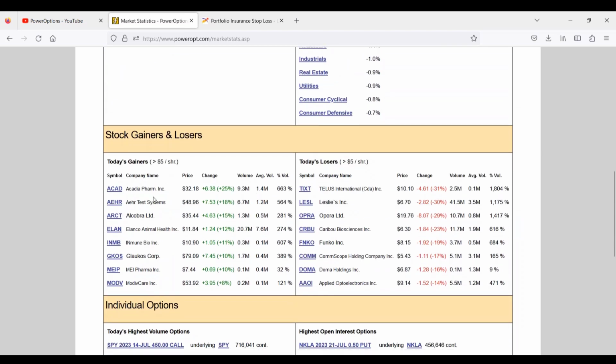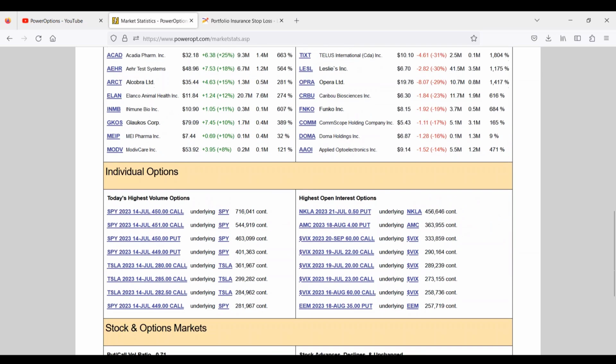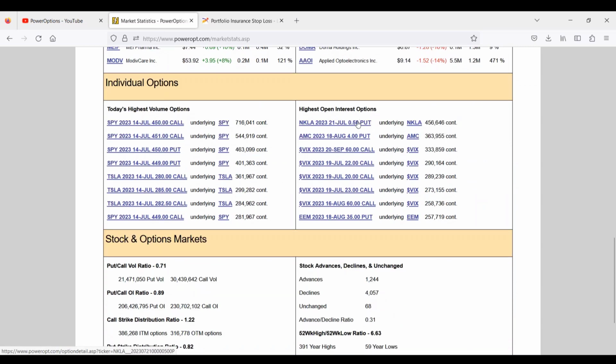Individual stock gainers, pharmaceuticals, of course, Acadia was up there, and the losers were TELUS International. That's interesting. Opera Limited, Caribou Biosciences, Funko. Oh, they took another dip today. That's a shame. Applied Optical Electronics, just another one. But highest volume, as expected, as I mentioned, see SPY, Tesla in there. That's today's highest volume. The highest open interest.